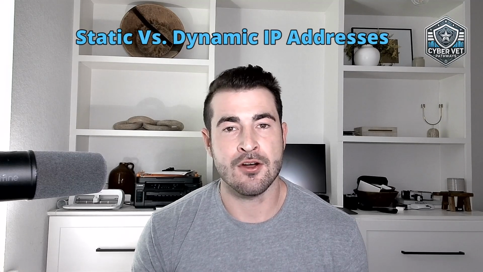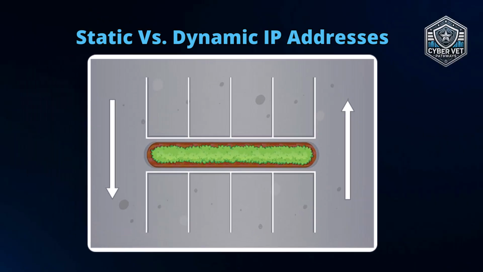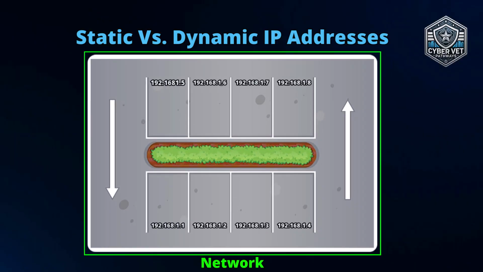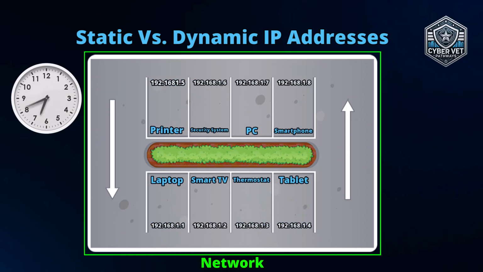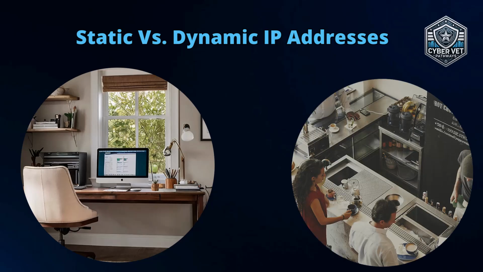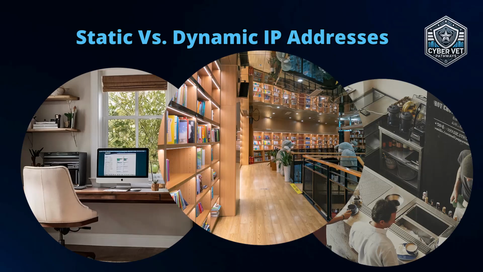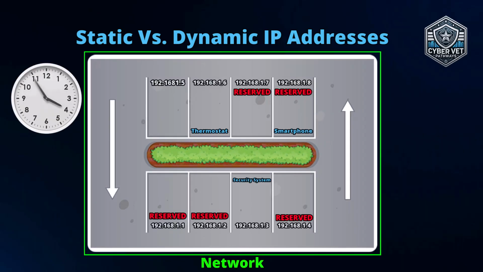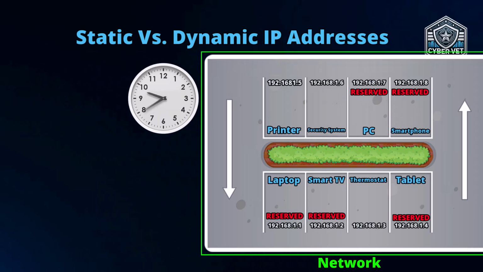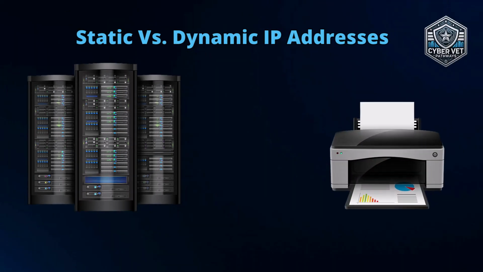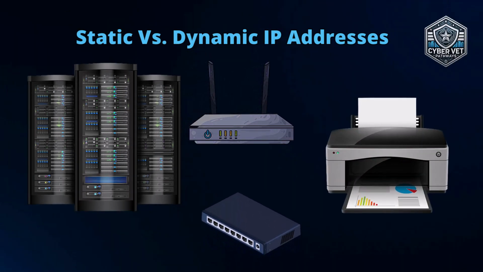Next, let's discuss static versus dynamic IP addresses. Dynamic IP addresses are like parking spaces. They're assigned to your device when you connect to the network, but once you leave, they're free for someone else to use. This type of assignment is common in home networks or public Wi-Fi or really any environment where devices frequently connect and disconnect. Static IP addresses, on the other hand, are like assigned parking spaces. They're reserved for a specific device and they don't change over time. Typically, these are used for things like servers, printers, and other devices that need to be consistently reachable.